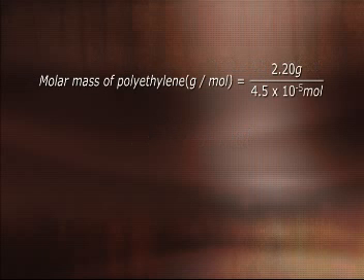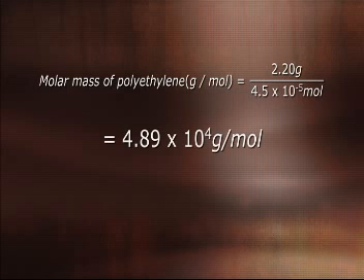Therefore, 2.20 grams divided by 4.5 times 10 to the negative 5 mole equals the molar mass of polyethylene. Our answer is 4.89 times 10 to the power of 4 grams per mole. Students, if you had trouble with that activity, please review your notes from this lesson and previous lessons.